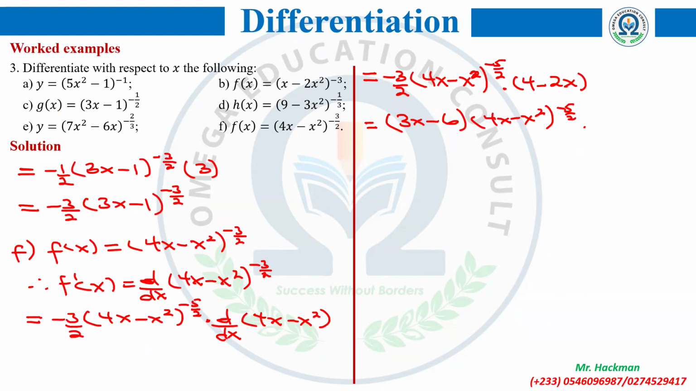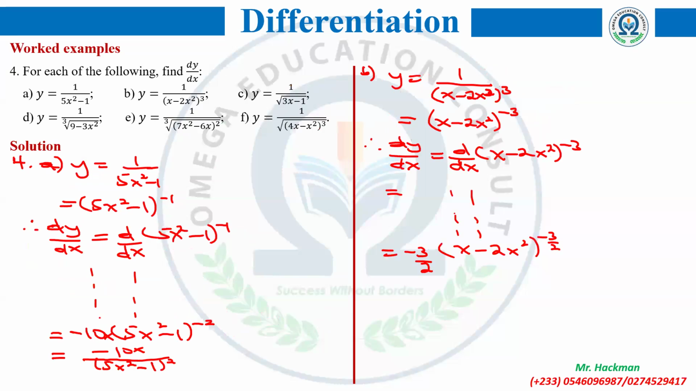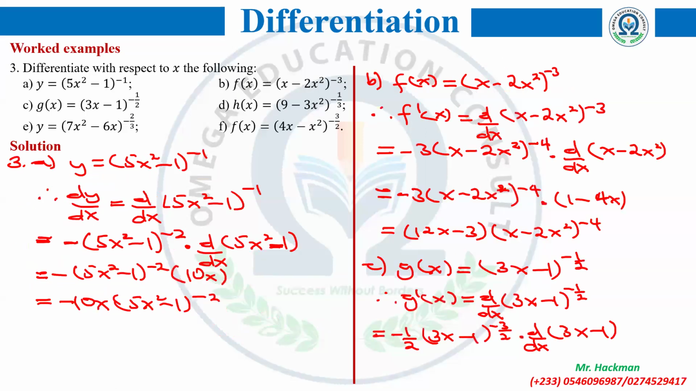12x minus 3. No, let me see. Maybe we did some multiplication somewhere. Then how come this is the B? Where is the B? That is for number 4. Is it this one? This is it, right? Yes, sir. Okay, so that's it. I copied the wrong solution.